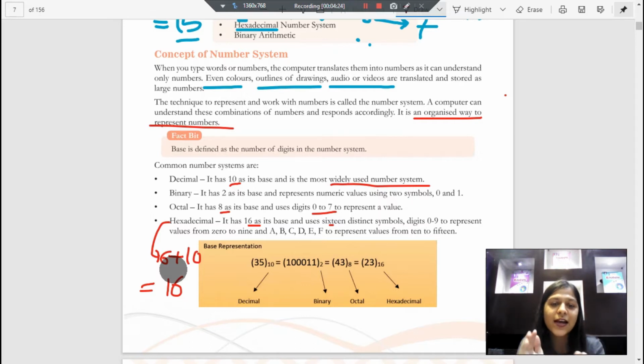So if you can learn and use these mnemonics to understand and save this in your memory, it will be very easy for you to proceed in the next parts of this chapter, right? So let's begin. Base representation. So what does base mean? It means this: 35 and brackets base. So base is represented using this.